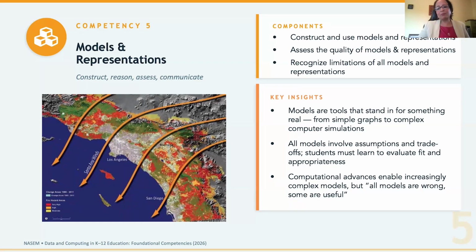And a very powerful example in the report is from the 2025 LA fires. Layered maps show the locations, wind direction, and at-risk neighborhoods. And these illustrate both the predictive power as well as the very practical stakes of models and representations.